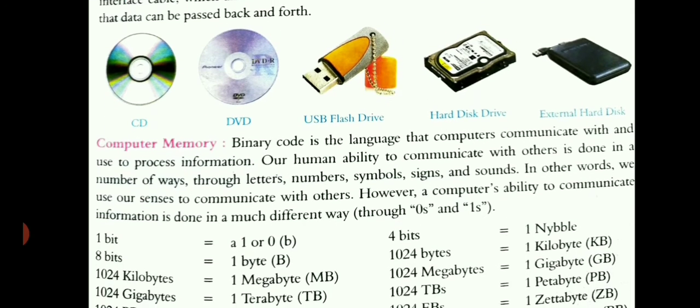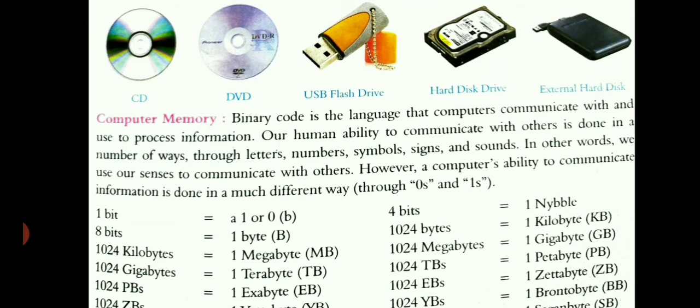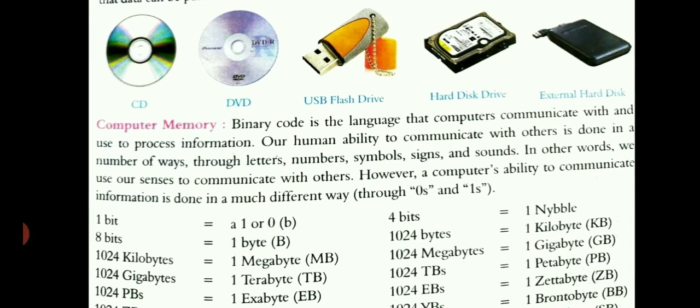So next is computer memory. We all know the computer knows only machine language, and machine language is made up of only two digits, 0 and 1. So 0 and 1 is a binary two-digit number. The computer knows only that language, the binary language. It is called machine language. Binary code is a language that the computer communicates with and uses to process information.